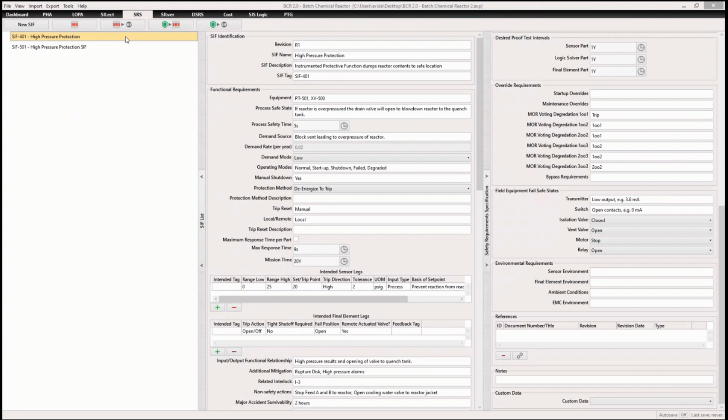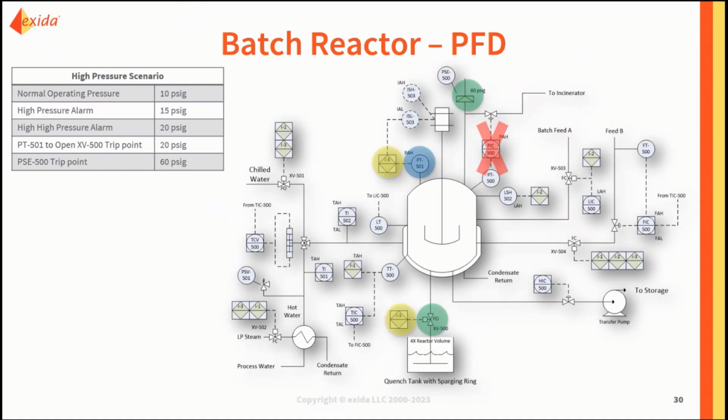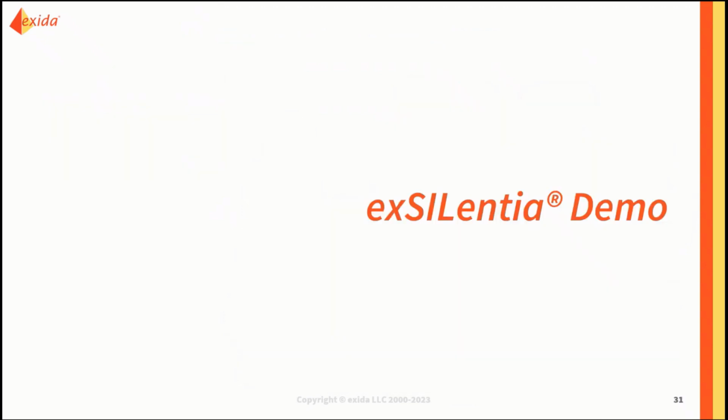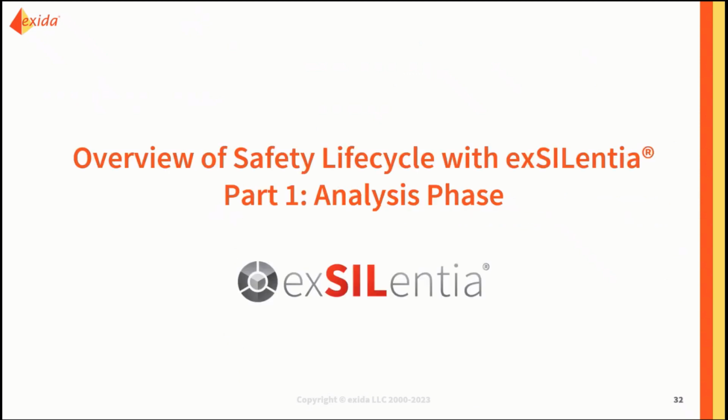So that, in a nutshell, is an overview of PHA, LOPA, SIL selection, and SRS. And that is how we would do it within exSILentia. So the demo is complete. And as I said earlier, if you have any questions on what you saw today in this webinar, please reach out and let me know. I'd be happy to answer your questions.